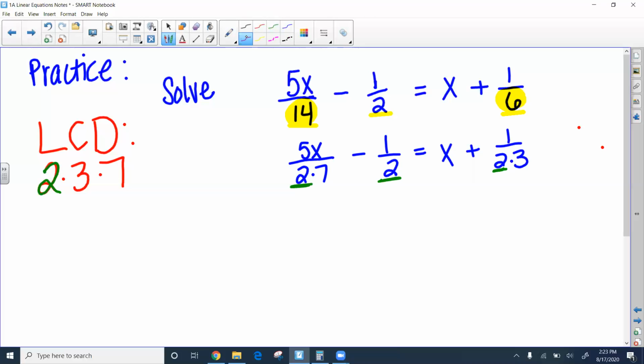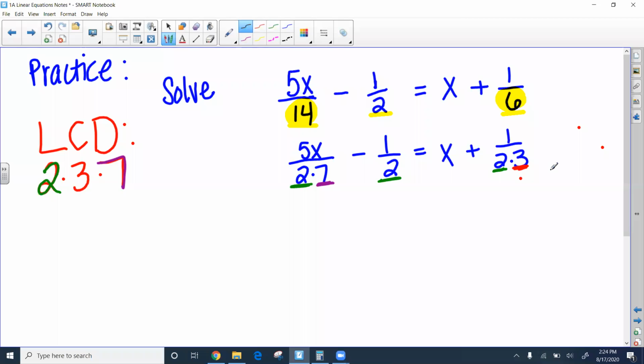Okay, then I also have to include any other factors. I have to include the 7, and then I also have to include the 3. Okay. So that's where our LCD is coming from. I have to include all the factors, 2, 7, and 3, but if any of them are in common, I only have to include it once. So I only have one 2, and then a 3 and a 7.